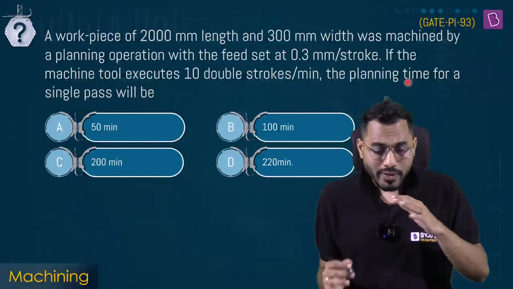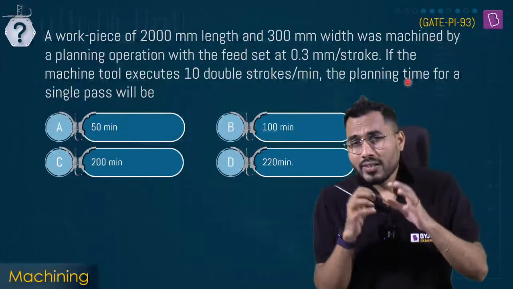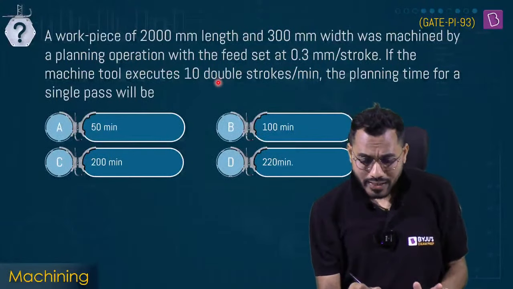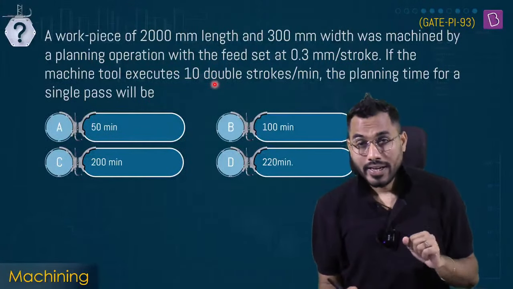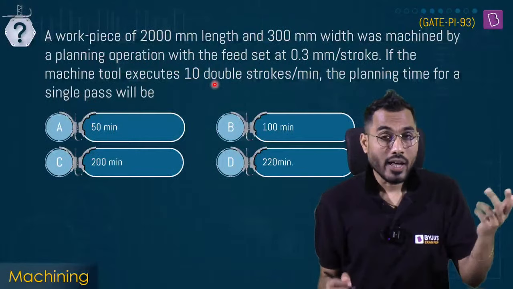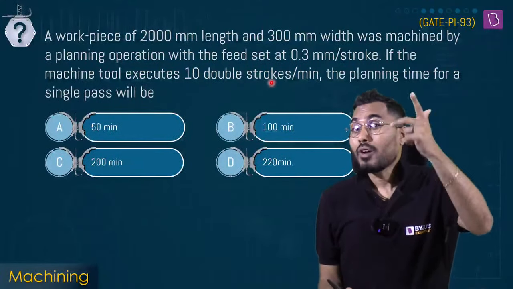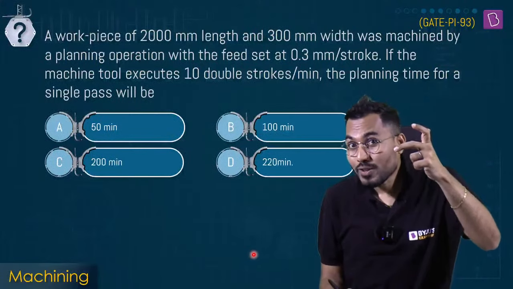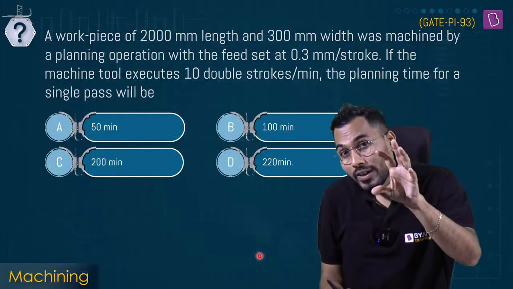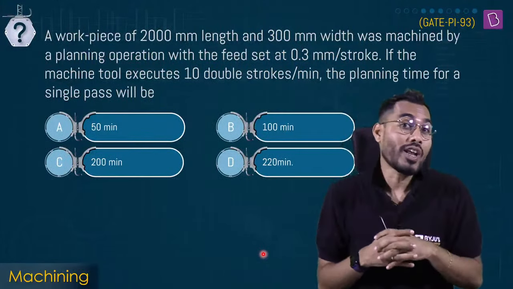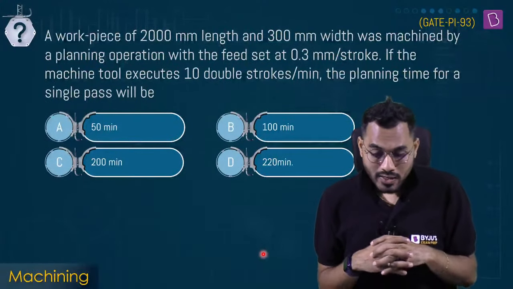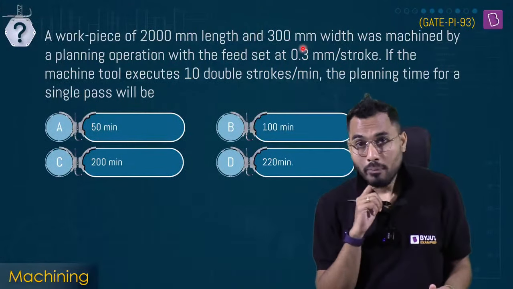No doubt about that. Because whenever we are interested in calculating the time required, it was given that in 1 minute there are 10 double strokes. That is nothing but 10 strokes. Definitely you can calculate that. So the crank is rotated 1 time, 1 double stroke. Now we are interested in how many double strokes are required. If I am able to calculate the double strokes, then I will be able to calculate how much time is required for the machining operation. Now sir, the feed is 0.3 mm per stroke.